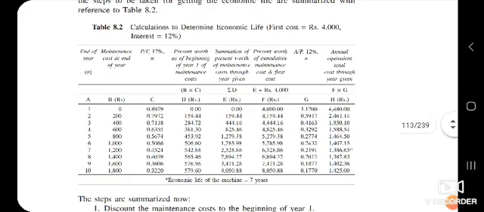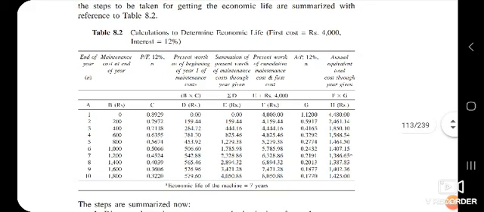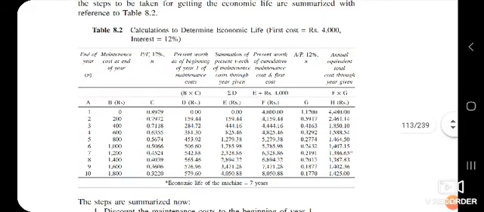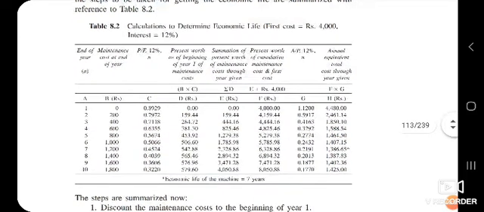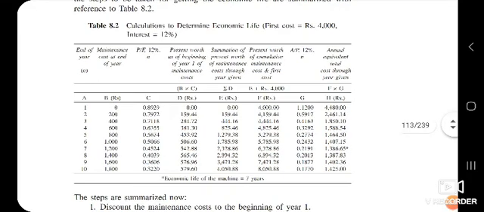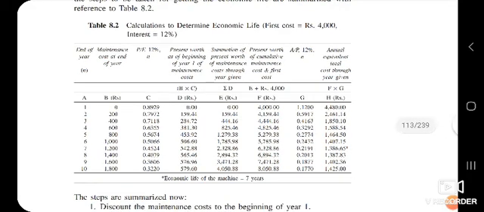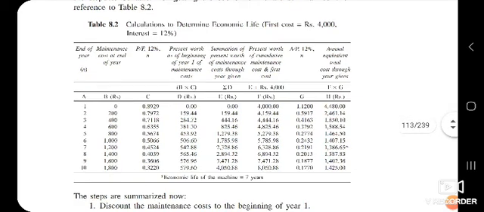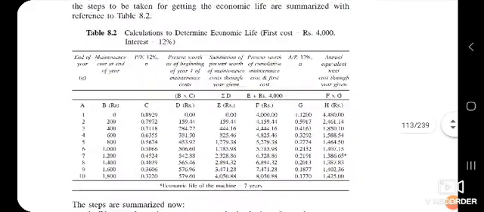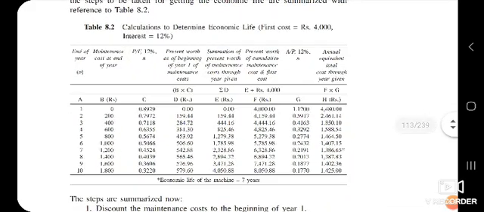Okay, and you can go ahead with the same procedure, but here the present worth as of the beginning of the first year of maintenance cost will be the maintenance cost at the end of year, that is the B column into C column. So C column is the factor, right? So verify it. You have to multiply it with the factor and then take the summation of the present worth. Okay, and the next one is the cumulative of the maintenance cost present worth and the first cost. So first cost we said is 4,000, right? So you can adopt it.